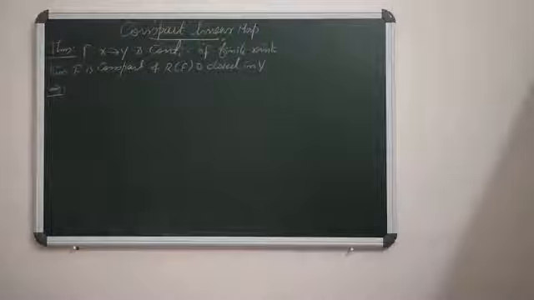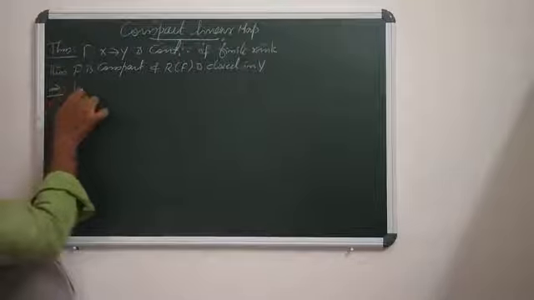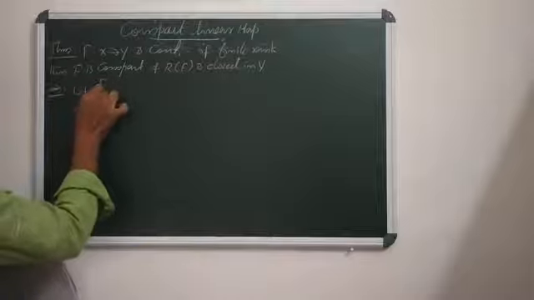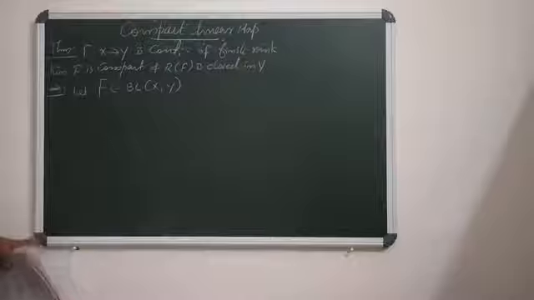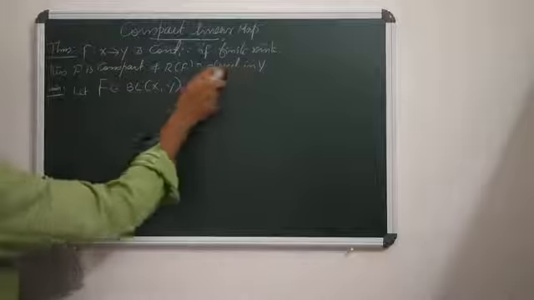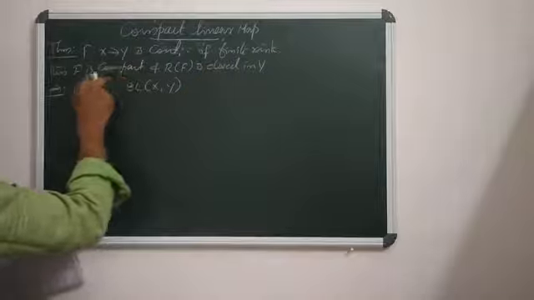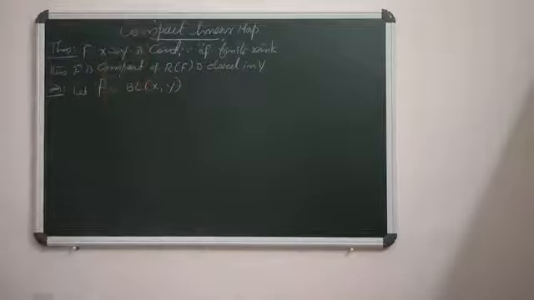f from X to Y is a continuous map. The continuity is preserved, and also f is of finite rank. Finite rank means: let f fall in B(X,Y), f is a bounded linear map from X to Y. Also f is continuous and is of finite rank. Then f is compact and the range of f is closed in Y.